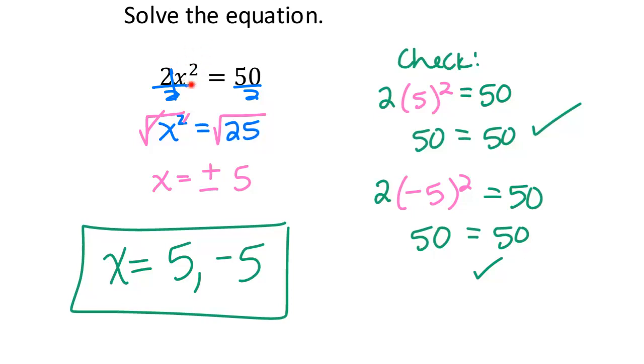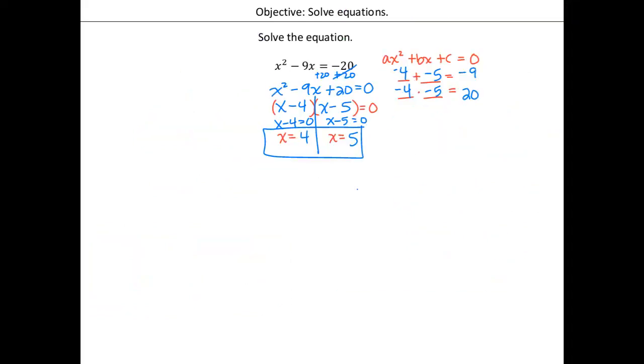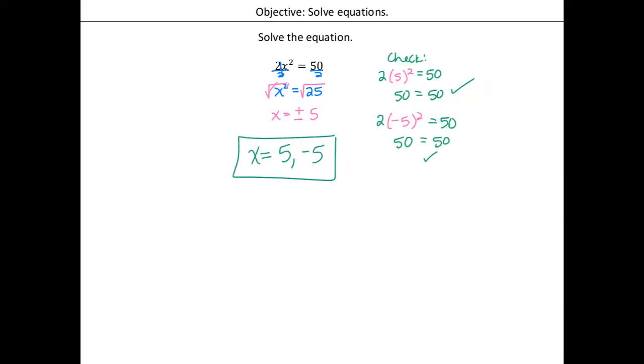So anytime you see the squared, it means you should have 2 answers. Just like this one had a squared, that means you have 2 answers. The degree tells you how many solutions you should have. Okay.